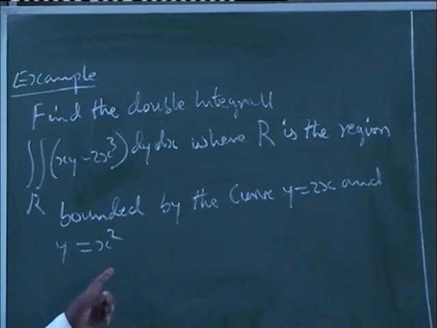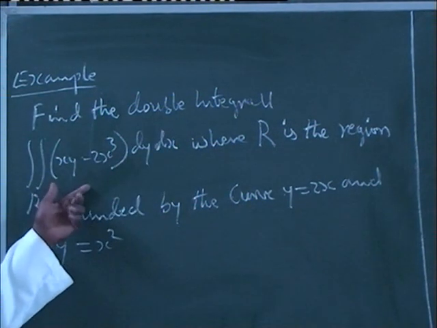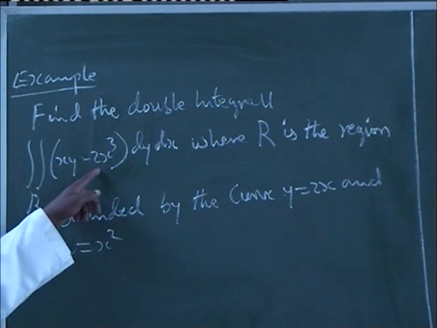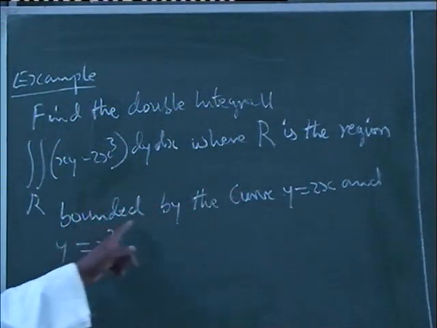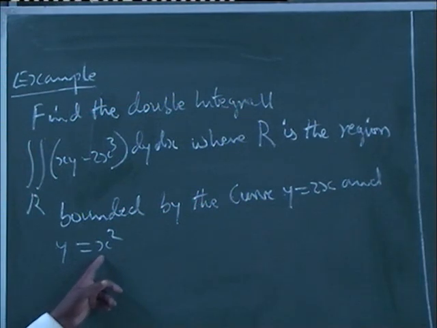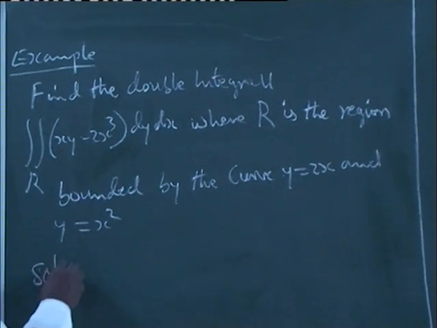We are looking at another example. I'm going to find the double integral over R of xy minus 2x cubed dx, where R is the region bounded by the curve y equals x and y equals x squared. So we'll take the solution.